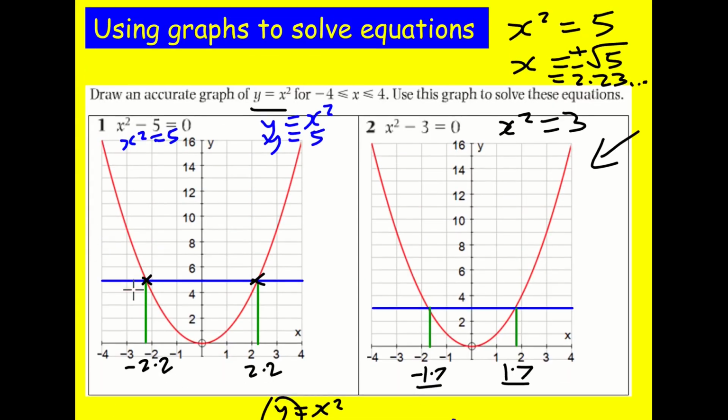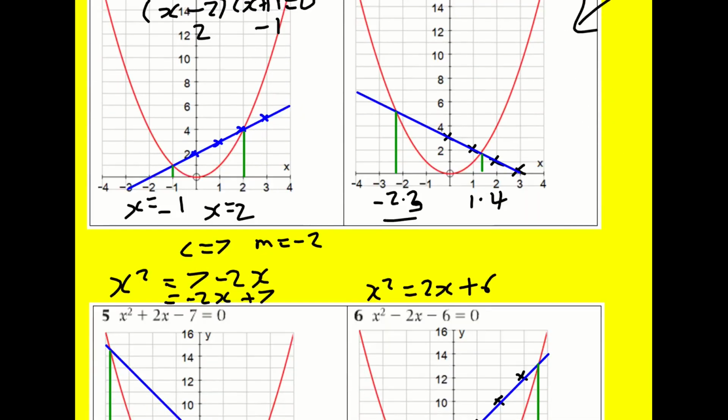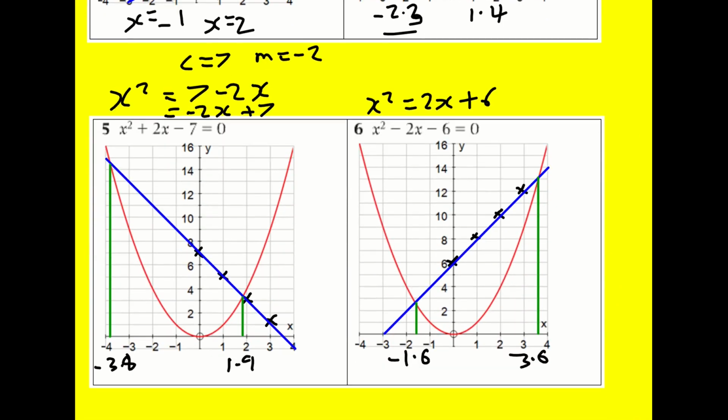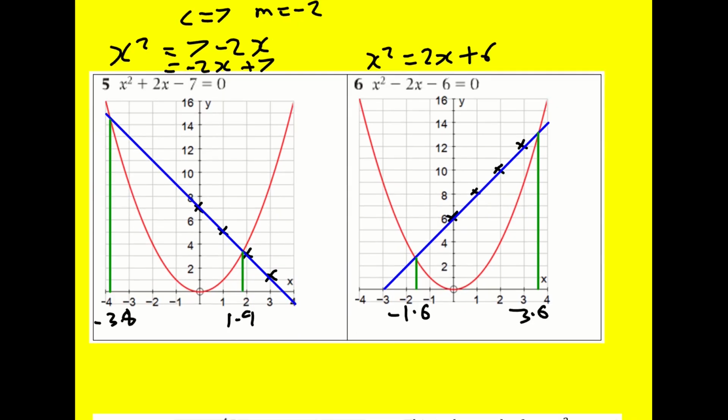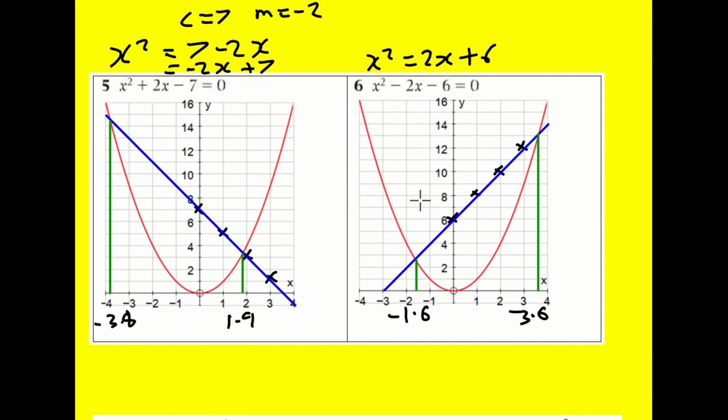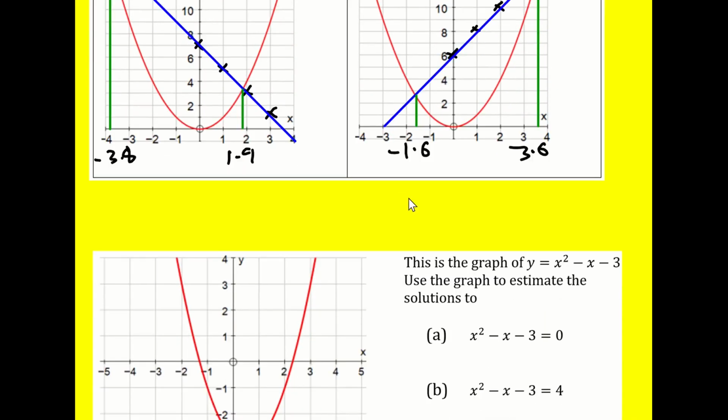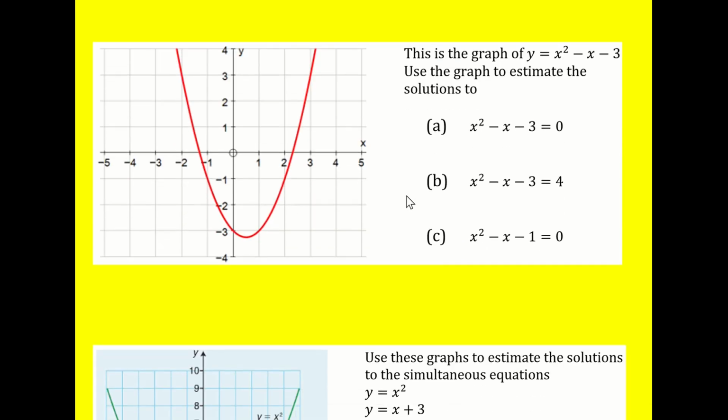If you've got a graph already of one type, you've got to link it in with the other numbers and the x's. It's not an easy skill, but with a bit of practice, you hopefully become confident with it. Hopefully you've got on okay there. Let's carry on our journey with solving equations graphically.